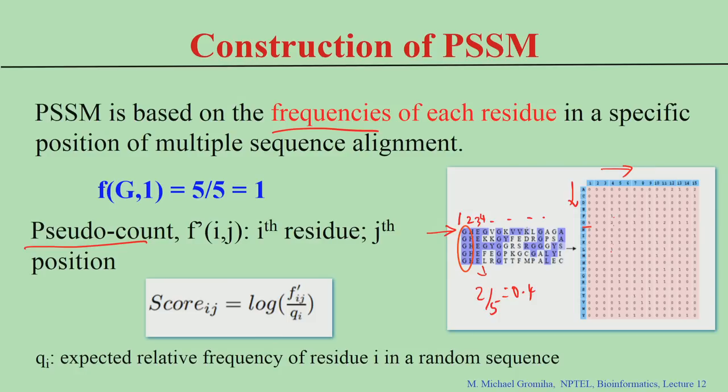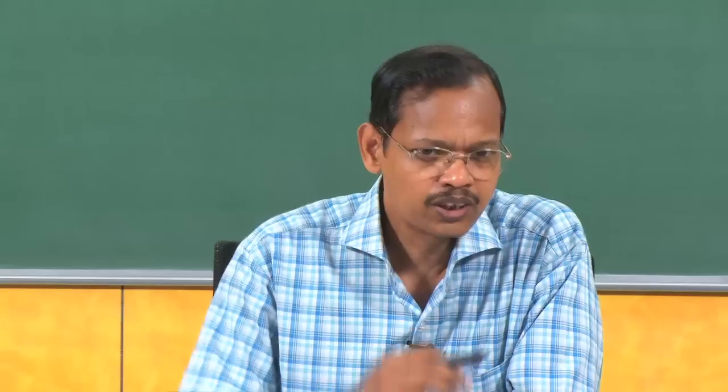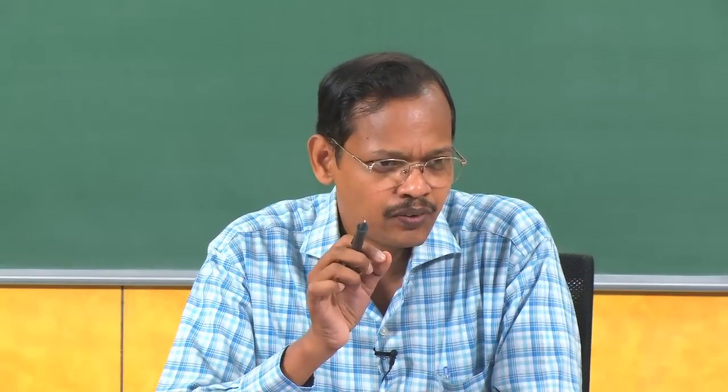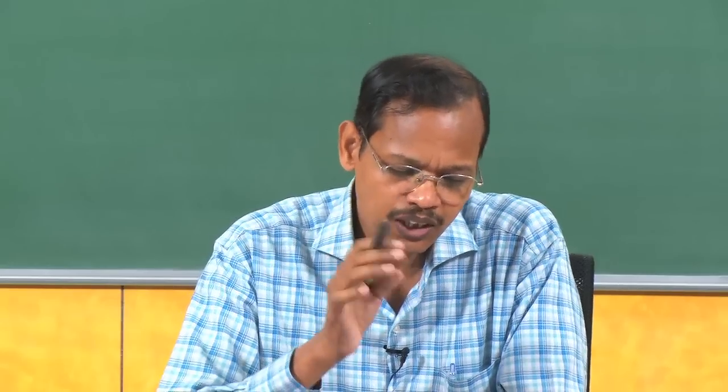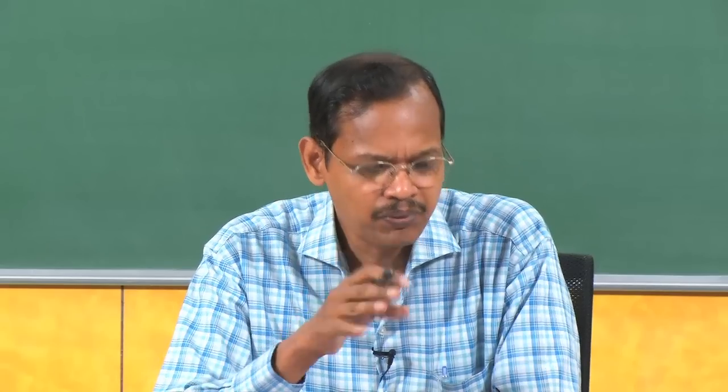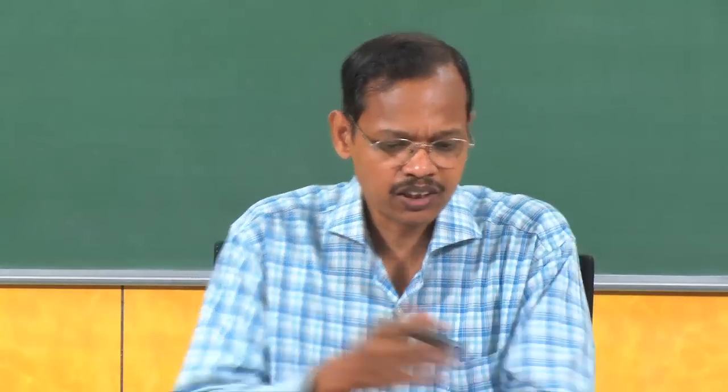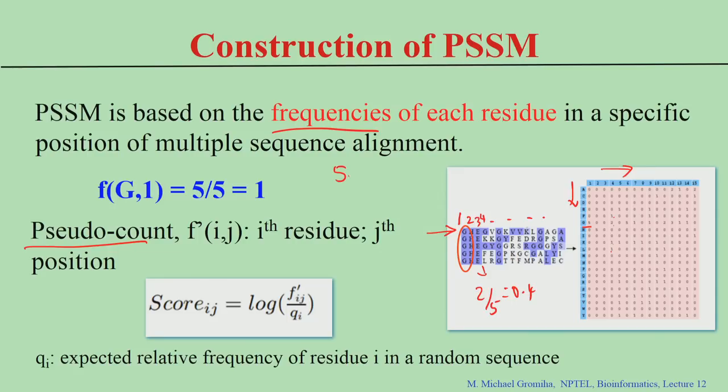What they do, for example, if you take the amino acid sequence, what is the probability of each residue to be in a particular position? 0.05, that is 1 by 20. So they add 1 at the top and 20 at the bottom to find the pseudo count. For example, in this case they put 5 plus 1 divided by 5 plus 20. What is the value? 6 by 25. So we get the number 0.24.